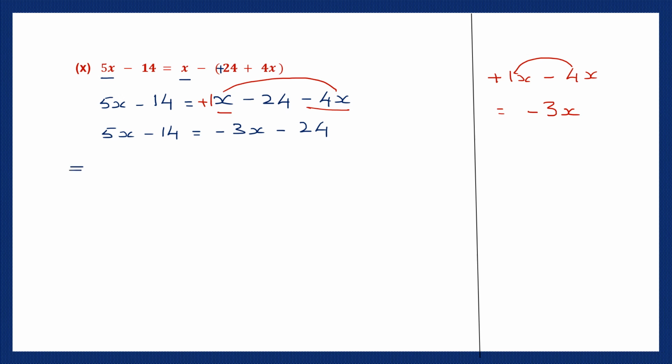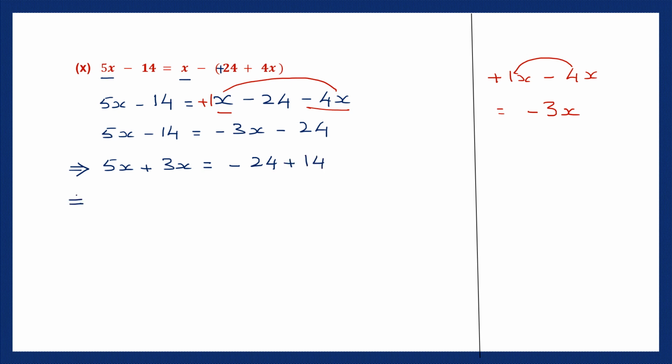Now I'm going to bring all the x terms together to the left hand side. So here we already have 5x. Now on the right hand side we have minus 3x, which I'm going to bring to the left, and it's going to become plus 3x. On the right hand side I have minus 24. I'm going to take minus 14 to the right hand side. It's going to become plus 14.